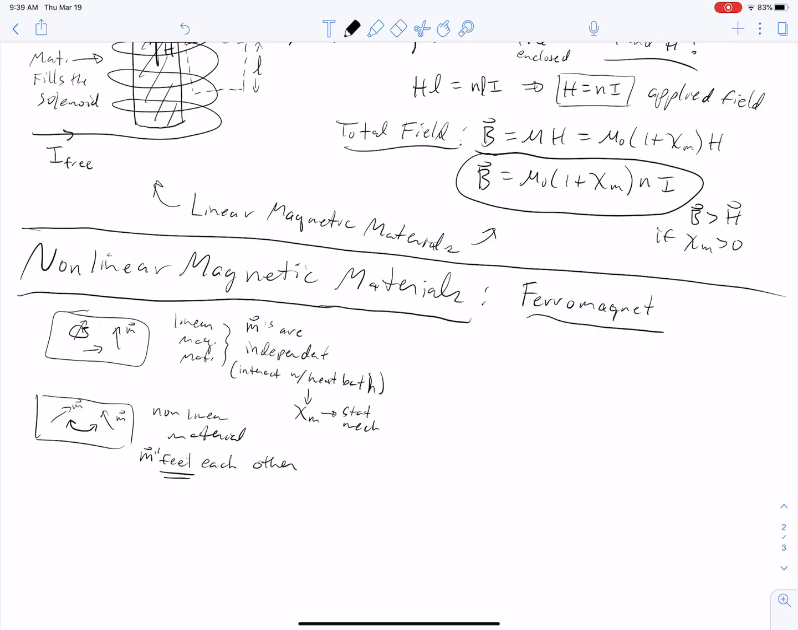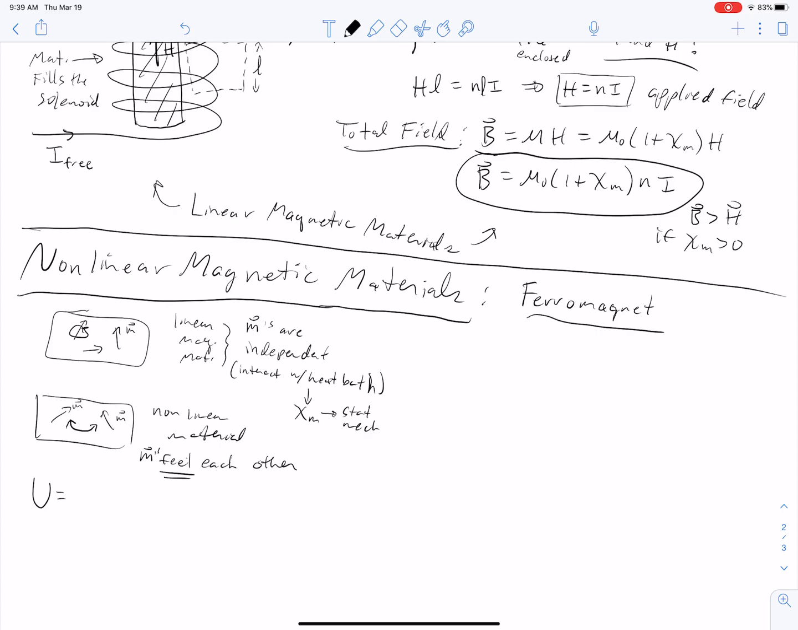And so how do we think of that, using equations in physics? Well, what it means for two things in physics to feel each other is that there's an energy of interaction between them. And so the energy of interaction we'll call U.